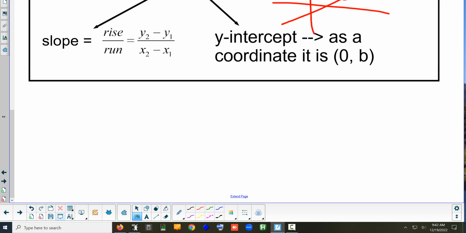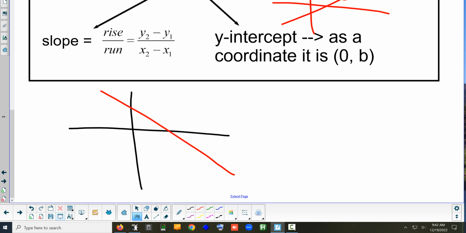Now, let's say we had a line like this. Here's a point, here's another point. And I said find the slope. Now you would go down and to the right. Annika, if I go down, what kind of number do you think would represent going down? What kind of number represented going up when we did that last week?